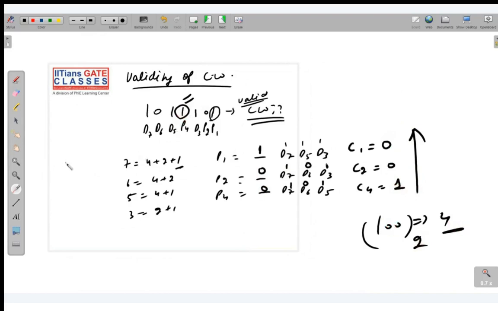Now what should be the answer to not have an error? Every correction bit should be 0. I will solve that question also. Don't worry. Now understood? Take a snapshot. I will jump to the next slide. Okay, sir.